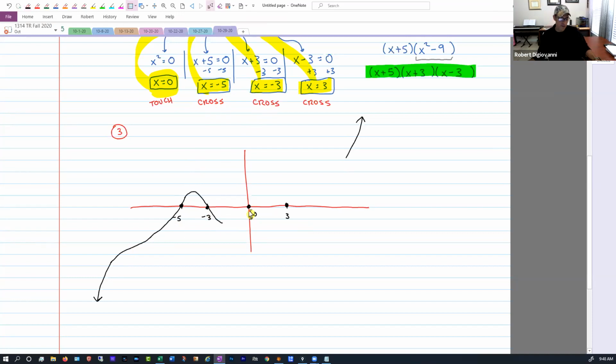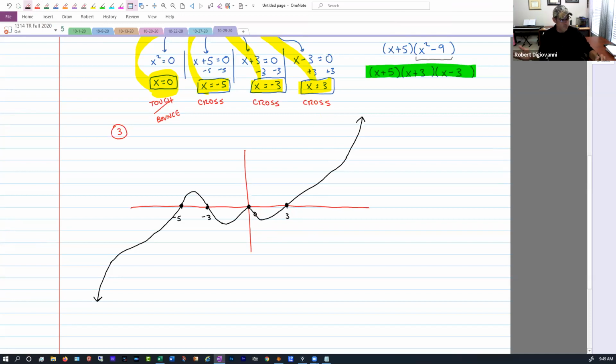And then I've got to get to the 0. But when I get to the 0, I'm going to touch, or if you don't like the word touch, you can also use bounce. I like bounce, but you know, whatever. So I'm going to go here and I'm going to just bounce off the x-axis. And then I've got to get to the 3, and when I get to the 3, I've got to cross. So I'm going to cross through, and then I'm going to connect it to that end, and that is my picture.